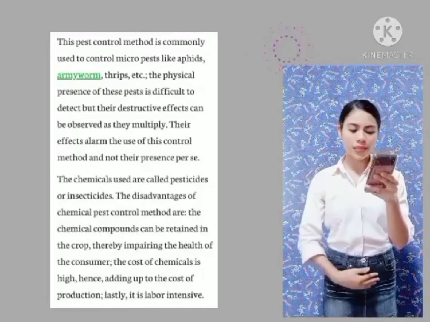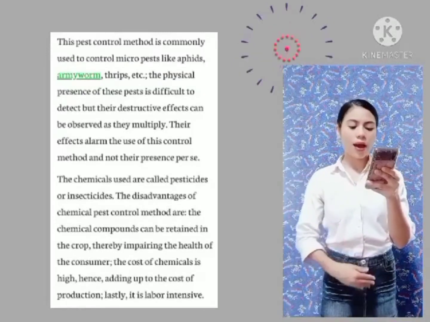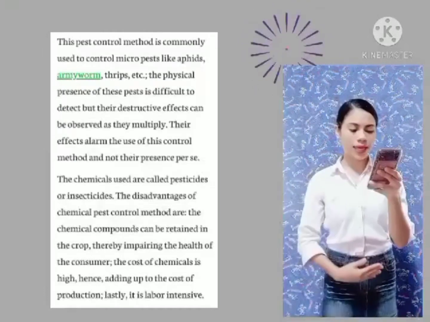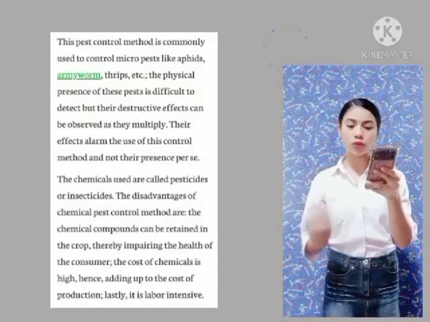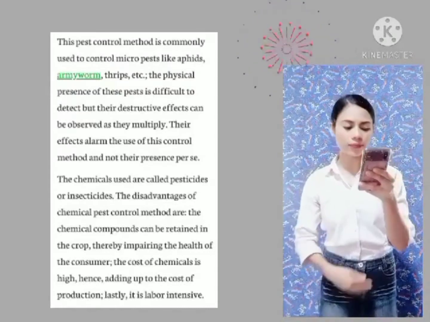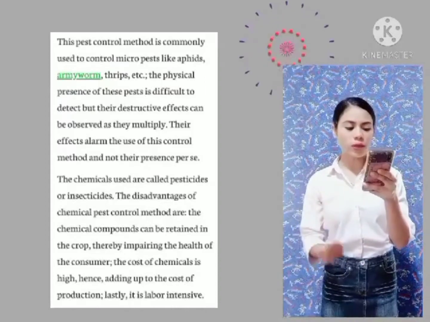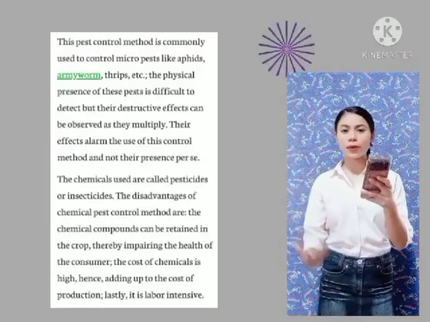The disadvantages of the chemical pest control method are that the chemical compounds can be retained in the crop, thereby impairing the health of the consumer. The cost of chemicals is high, hence adding to the cost of production. And lastly, it is labor intensive.